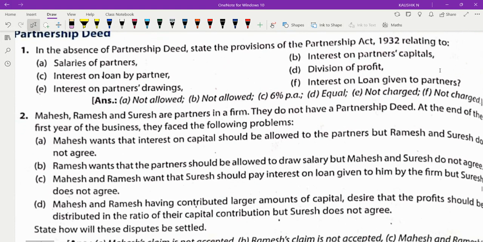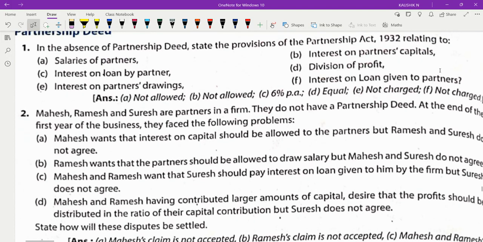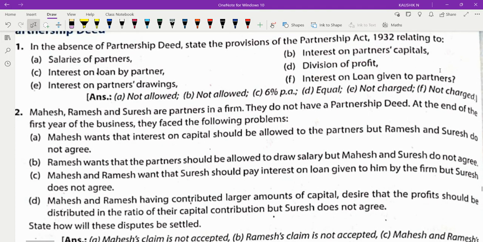Yes. Now the first question. Read the question and start giving your answers. In the absence of partnership deed, state the provisions of Indian Partnership Act 1932 relating to number one, salaries of a partner. So tell me, the question says very clearly, in the absence of partnership deed, what is available, what is provided, or what stands good? The provisions of Indian Partnership Act 1932 will be applicable.